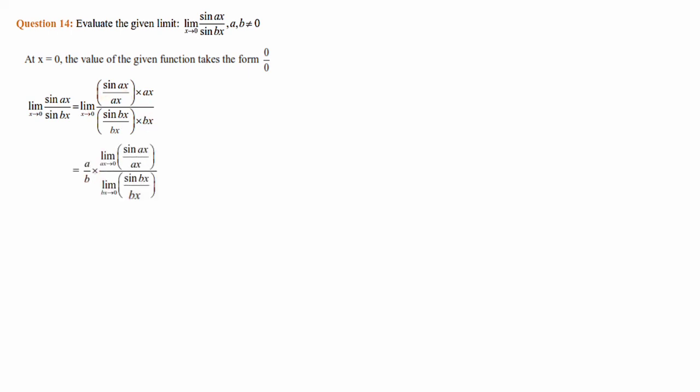So a by b into limit, here x tends to 0, but here ax. As x tends to 0, ax also tends to 0. So limit ax tends to 0, sin ax by ax. That, take the limit separately in the numerator and the denominator. Limit here bx is there. As x tends to 0, bx also tends to 0. Limit bx tends to 0, sin bx by bx. The reasons we have explained. So a by b into limit ax tends to 0, sin ax by ax. Both numerator and denominator, by using the formula will be getting us 1 divided by 1. That is equal to a divided by b.